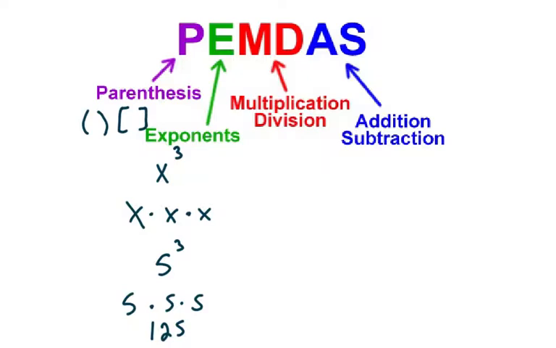Under exponents is also including square roots. So the square root of 25 is 5 because 5 times 5 is 25. That's what the square root tells you. So exponents and square roots come next.